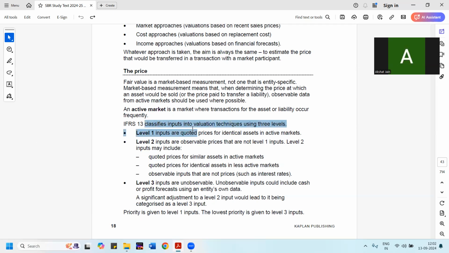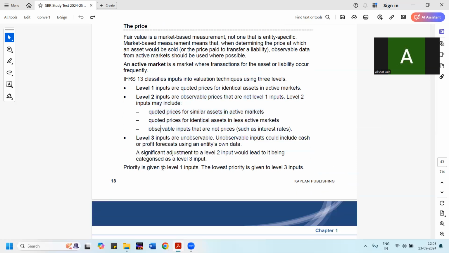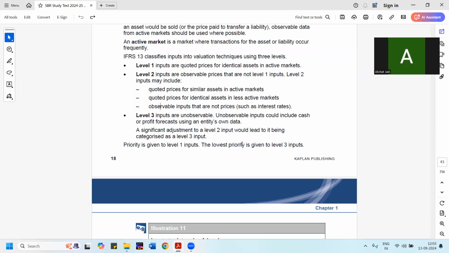IFRS 13 classifies inputs into valuation techniques at three levels. Level 1 inputs are quoted prices for identical assets in active markets. Level 2 inputs are observable inputs that are not level 1 inputs, and may include quoted prices for similar assets in active markets, quoted prices for identical assets in less active markets, and observable inputs that are not prices. Level 3 inputs are unobservable. Unobservable inputs could include cash or profit forecasts using an entity's own data.